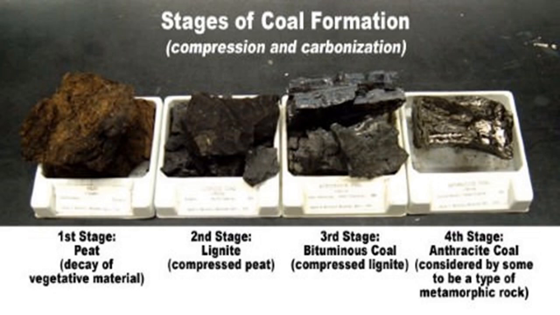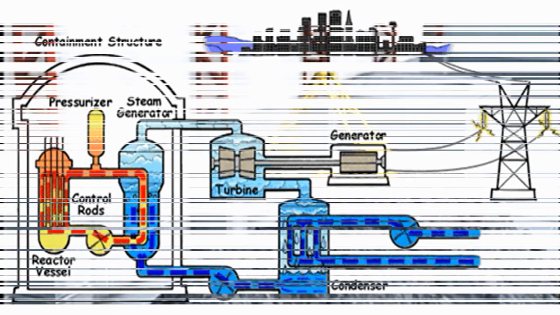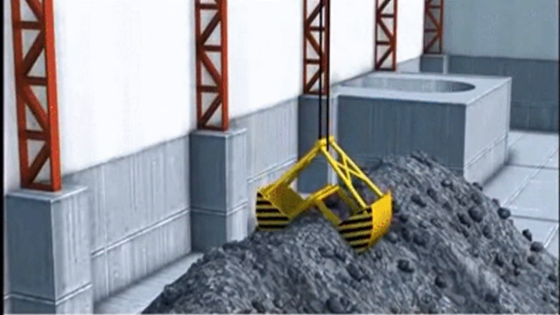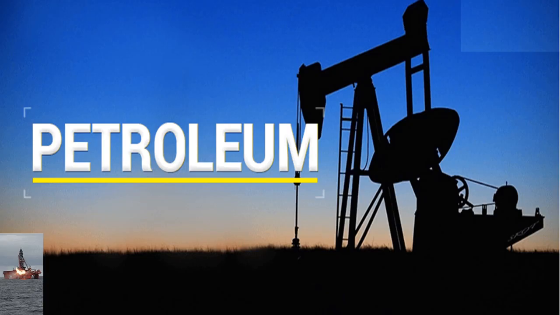The four main types of coal are peat, lignite, bituminous, anthracite. Anthracite is the best form of coal. The leading producers of coal in the world are USA, China, and India. Coal is used to generate thermal power. A large amount of coal is required in the cement, chemical, and steel industries.